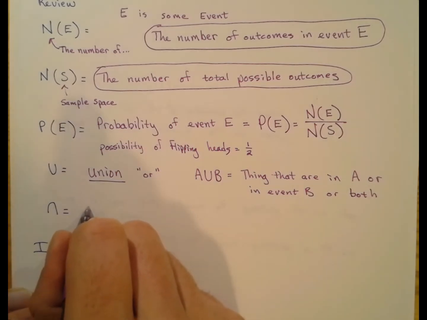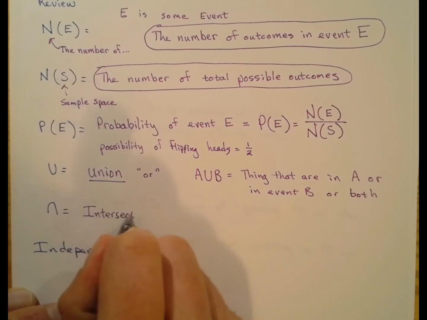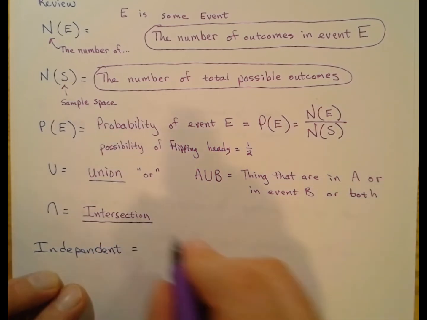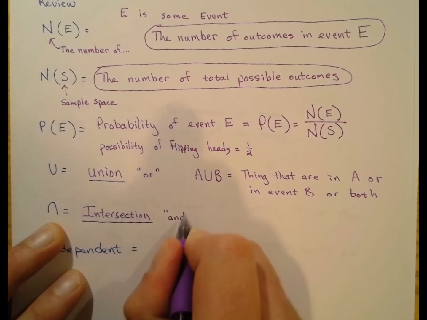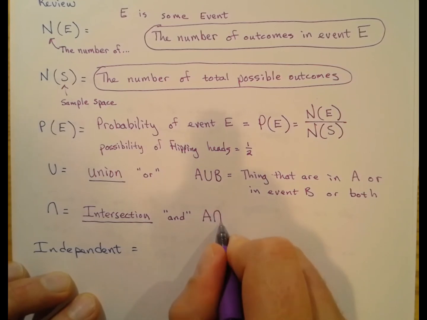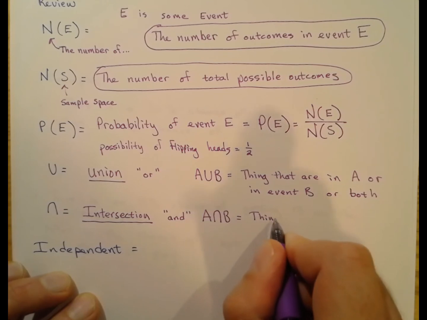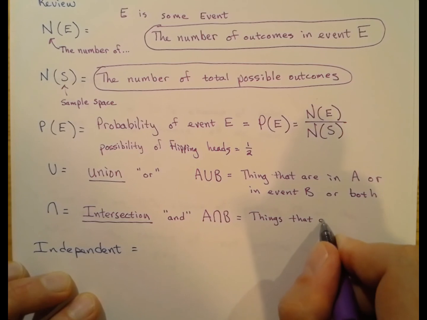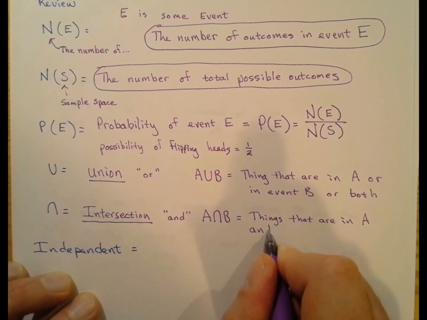Intersection. This is the upside down union symbol. This is going to be associated with the word and. So if I see A intersect B, this is only things that are in A and B.